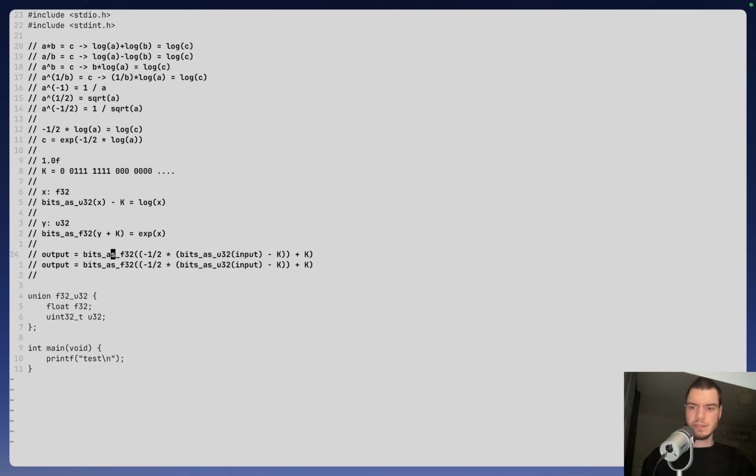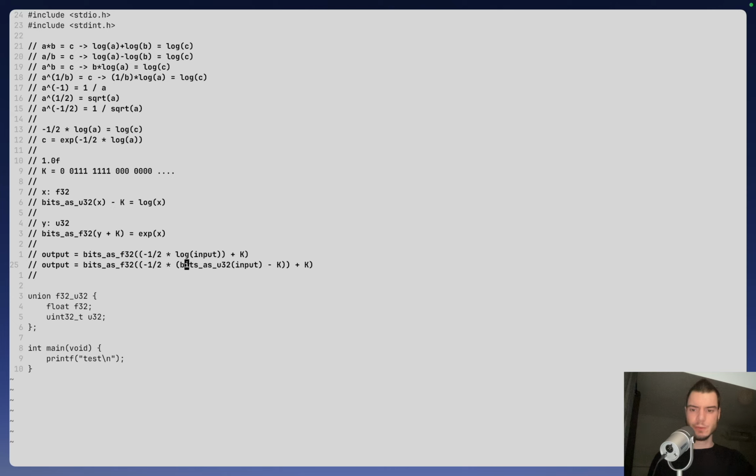Maybe let's do this in more steps. I think that might be a bit clearer. Let's substitute this logarithm of our input. I hope this makes it a bit clearer. So we've just substituted the logarithm of our input with bits as U32 minus k, which is just what we've written here. And this is kind of all we need to do.